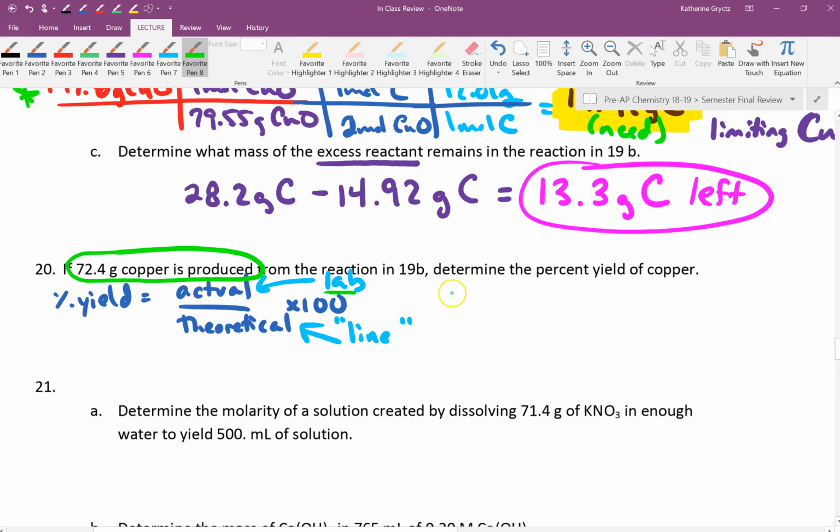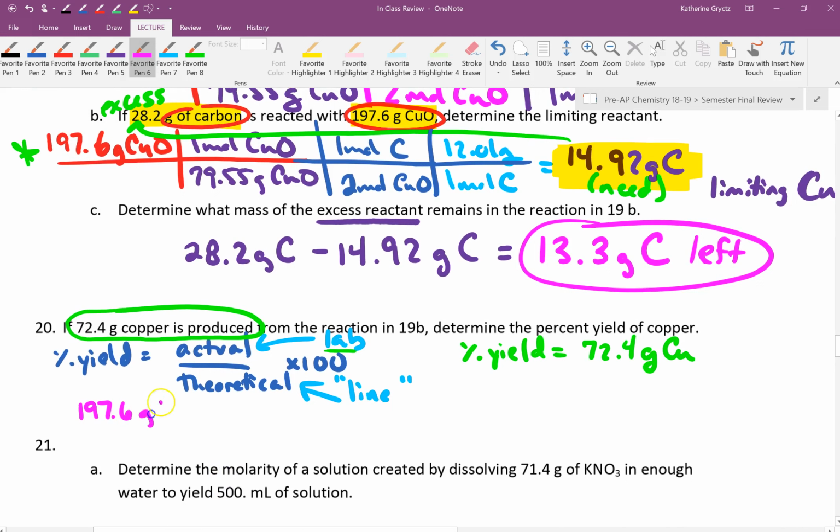So that's the actual. So for our percent yield, we're going to put 72.4 grams of copper on the top. So the other thing is, to find the percent yield you're supposed to go find the theoretical. How much copper were you supposed to make theoretically by using a calculation? Okay, and so to do that, you always have to use the limiting reactant. So from 19B, we said that copper 2 oxide was the limiting reactant. So I'm going to use that guy's number.